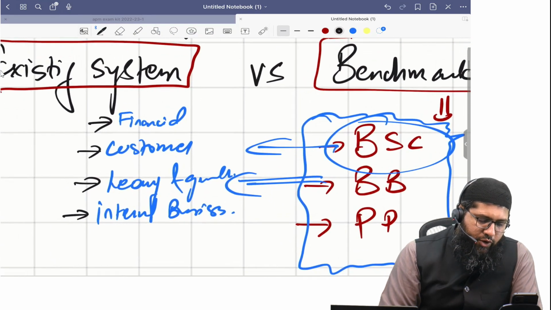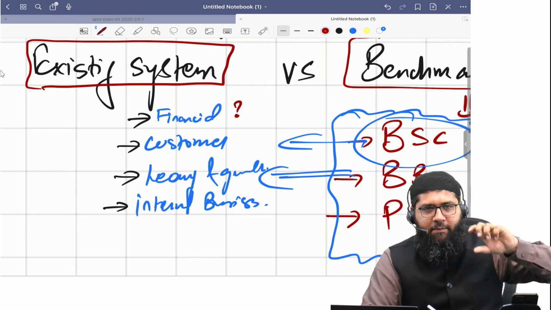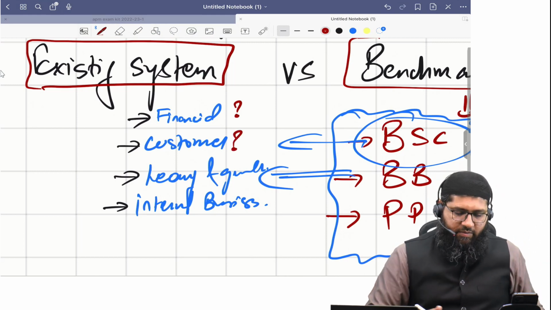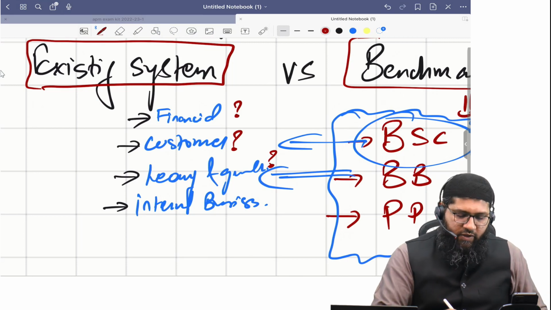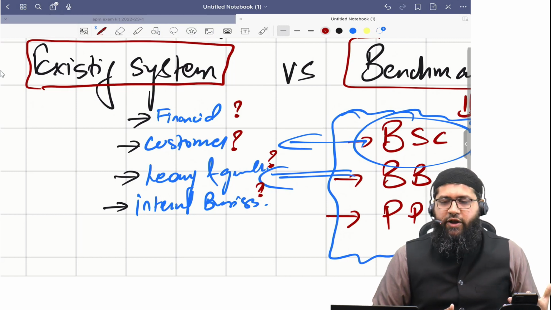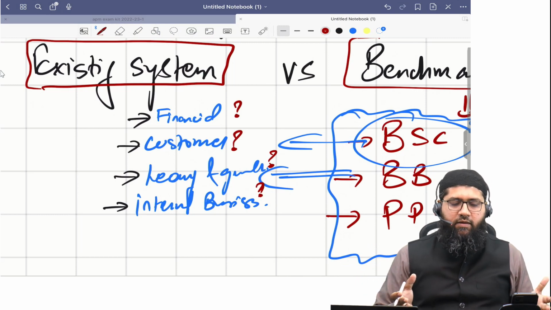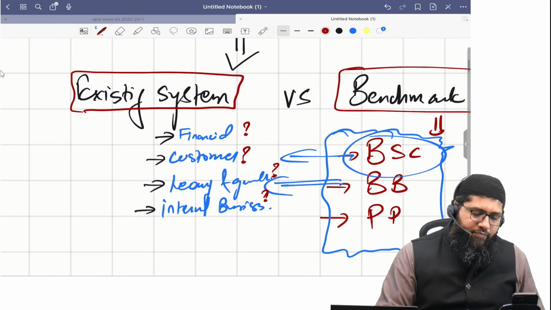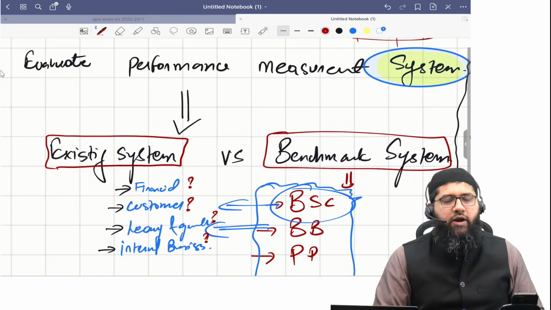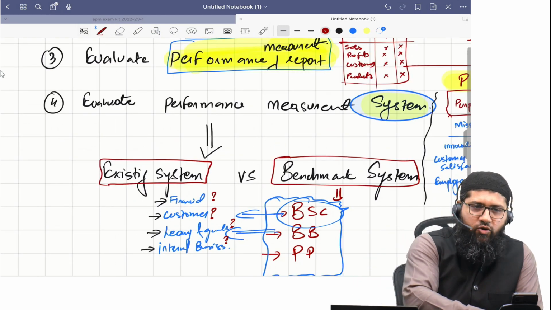So basically what you would do is compare the existing system: does it have appropriate measures for measuring financial performance? Does it have specific measures for the customers? For learning and growth? For the internal business perspective, and so on? So you would compare the existing system with the benchmark system. That's how things are going to be, right? You get my point? So when we talk about the performance measurement system, this is what we are going to do.